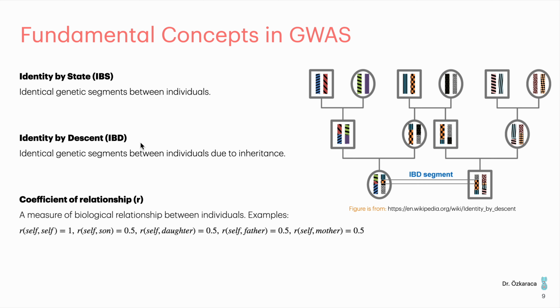And using this identity by descent, we define a metric called coefficient of relationship between individuals. I will not explain the math behind this, but this is basically a measure of biological relationship between individuals. An example is yourself with your child is 0.5 as expected, since you share roughly half of your genome with your child. These concepts help measure genetic relationships between individuals.